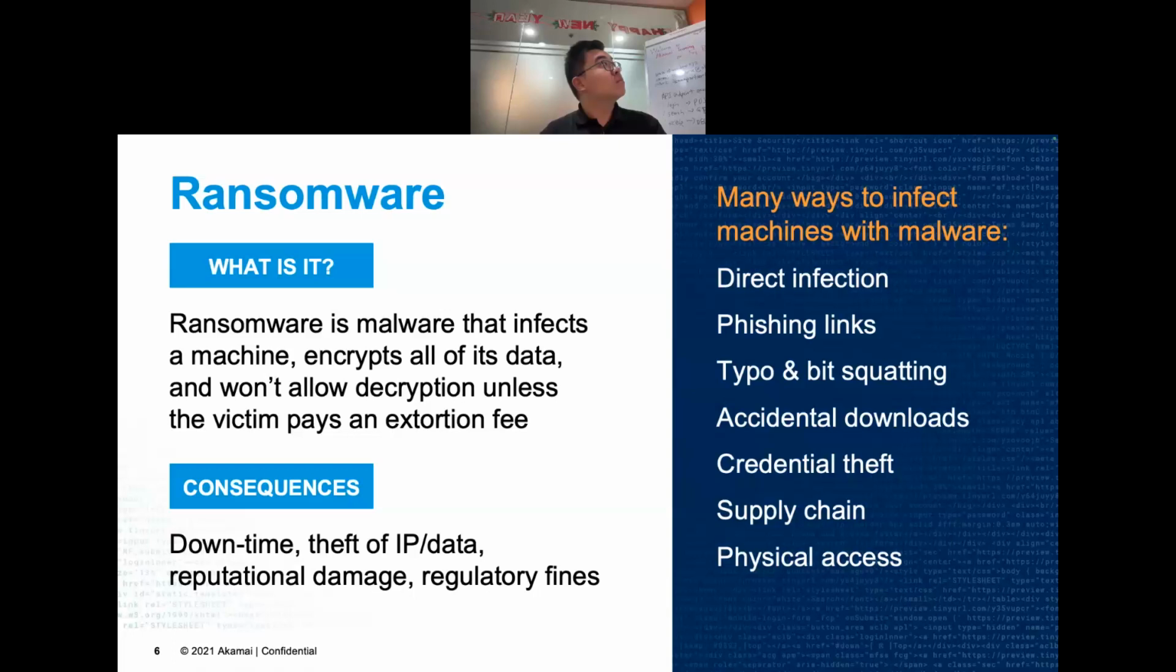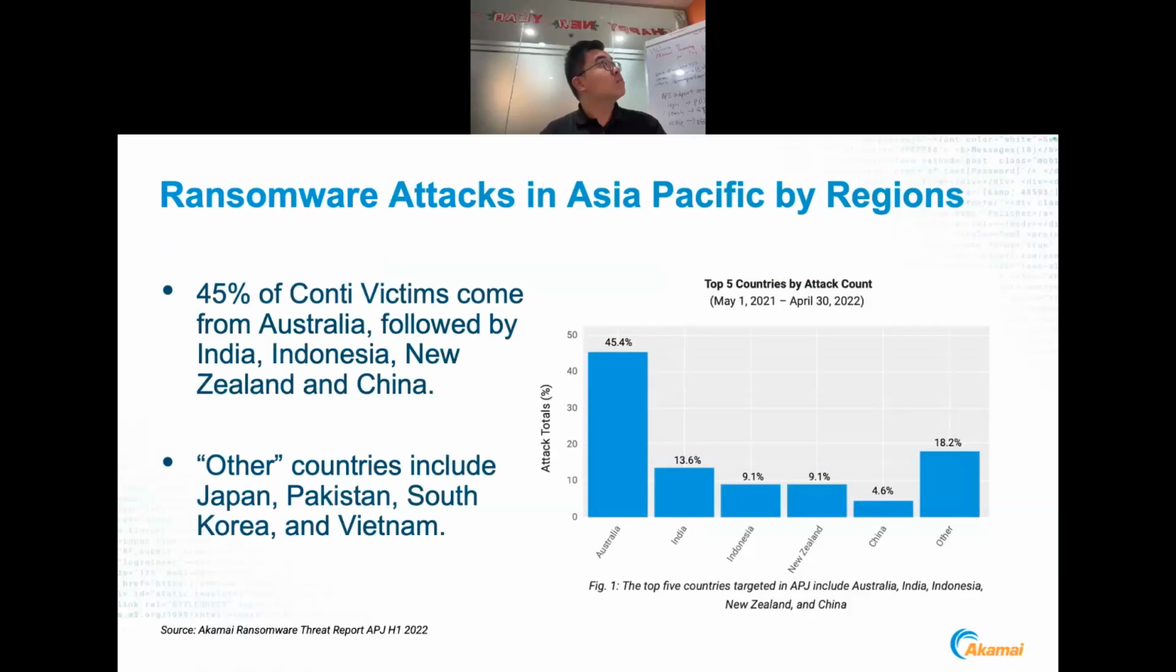They don't want to give you the key to decrypt. Right, that's the problem of ransomware. And if you look at the statistics in this diagram, in Asia Pacific, by regions, from May 2021 until April 2022, you can see this data is slightly older, but I think it's still relevant anyway. So you can see that Australia is the top targeted country for the ransomware attack, followed by India, Indonesia, New Zealand, China, and then others.